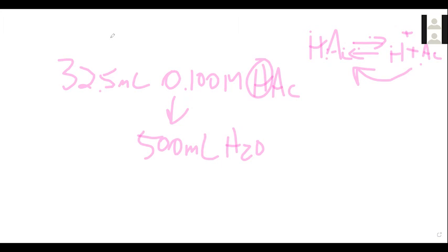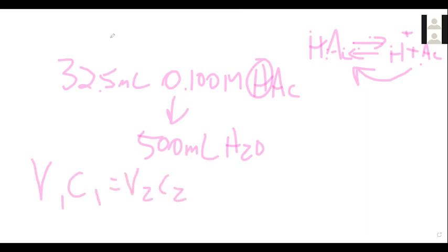So we can't directly calculate the concentration of H plus. What we're stuck with is figuring out what the concentration of the acetic acid is. Basically, if anyone can remember what the concentration of H plus was, that's what the concentration of acetic acid is going to be. Well, we can just do V1, C1 equals V2, C2.